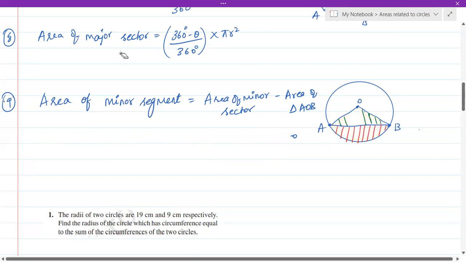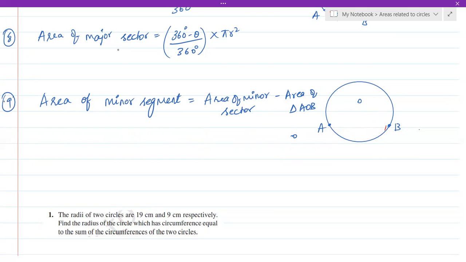Now say suppose, let me erase all the stuff. Now let me join again OA, OB and AB. See, if you find this complete area which I'm shading, what is it? Sector, isn't it? It is sector. In that complete area, if you take away the triangle part, what are you left with? You are left only with the bottom part, right?